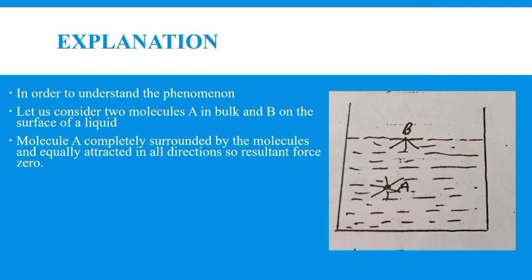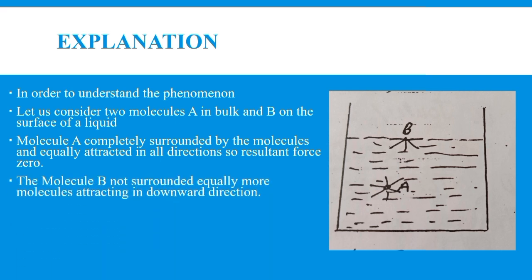So resultantly, molecule A feels no force and the resultant force is 0. When we consider molecule B, it is not surrounded equally. It is surrounded by a number of molecules downward, but there is no molecule present upward. So there is no force of attraction pulling the molecule upward.